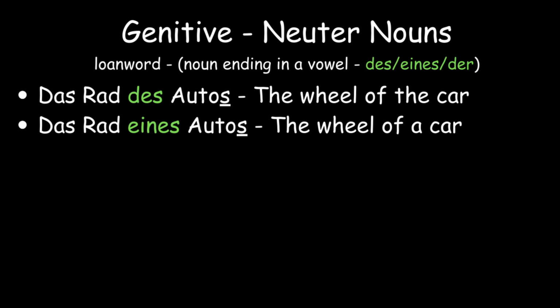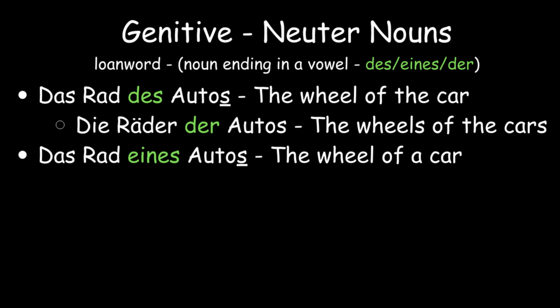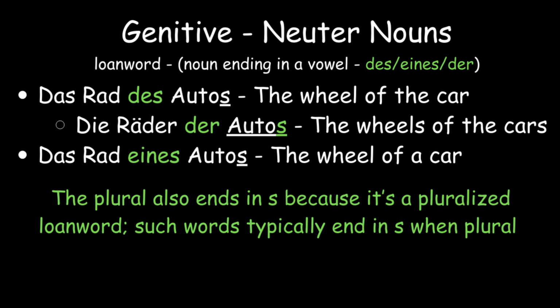Here, we have a noun ending in a vowel, and it's also a loan word. Das Rad des Autos. Das Rad eines Autos. To pluralize it, change the articles and nouns accordingly. Die Räder der Autos. It's genitive because of the articles and noun endings. In this example, the plural also ends in s because it's a pluralized loan word, and such words typically end in s when plural.